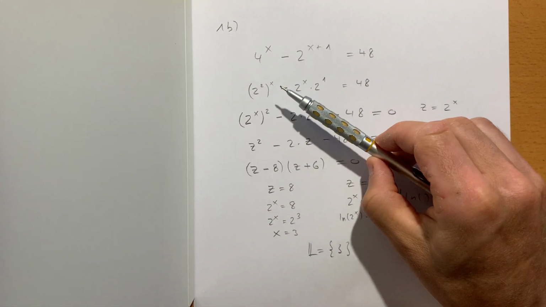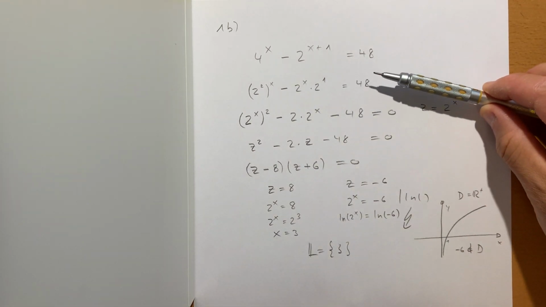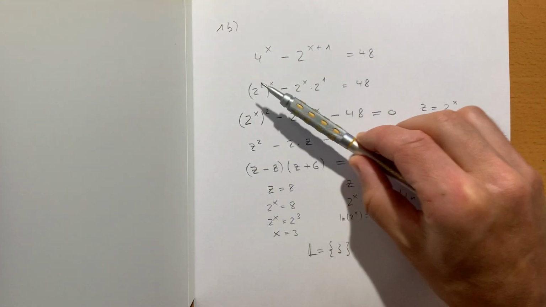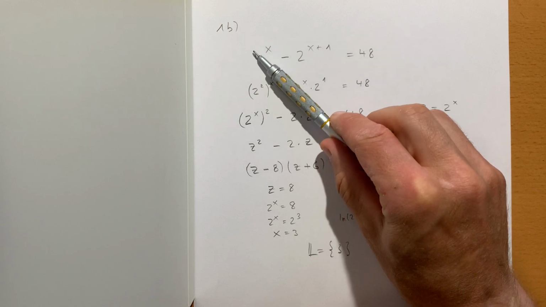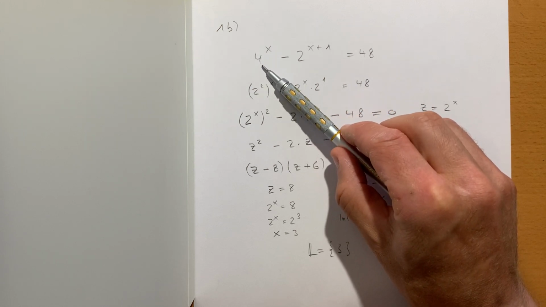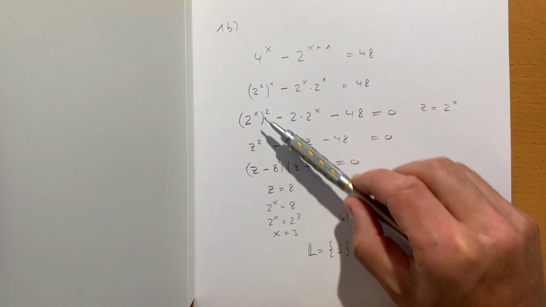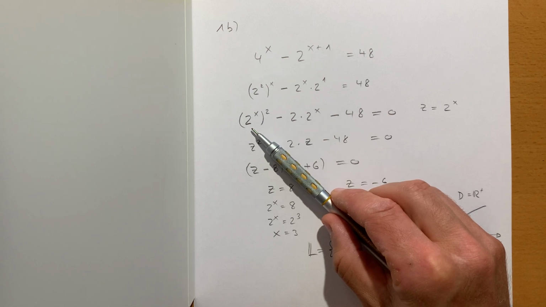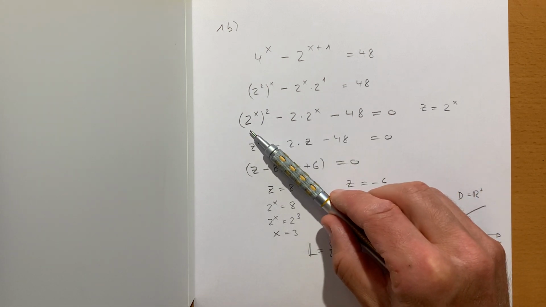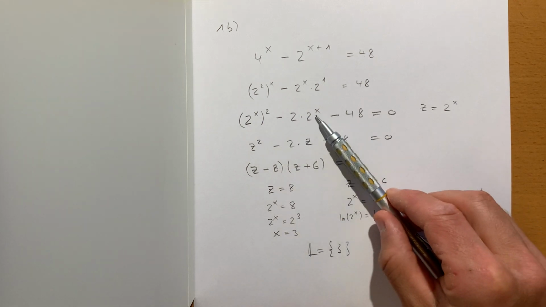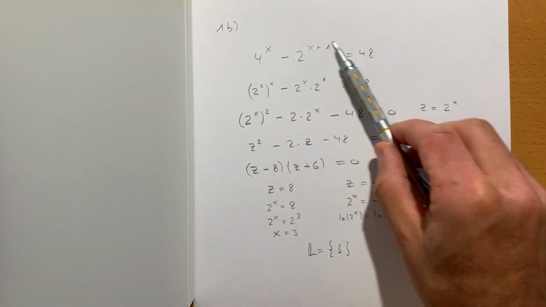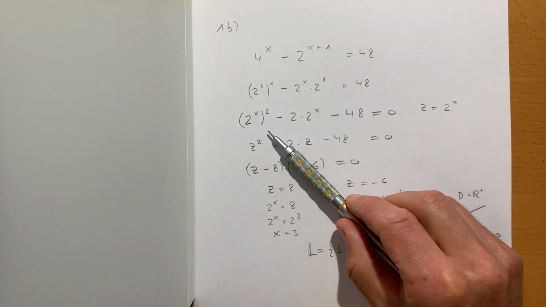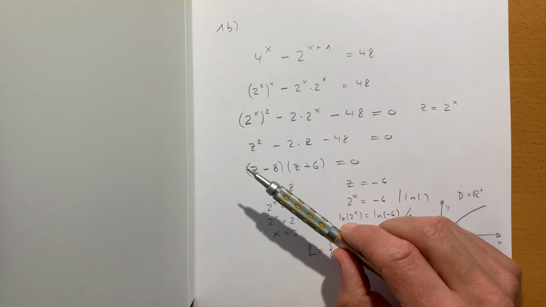Please look, we tried to make it look like a quadratic in 2 to the x. We were able to rewrite 4 with a base of 2, and to rewrite this by using the laws of indices. We were able to write it as a quadratic equation in 2 to the x. Although this is not a quadratic equation, you're able to write it as a quadratic equation in 2 to the x.